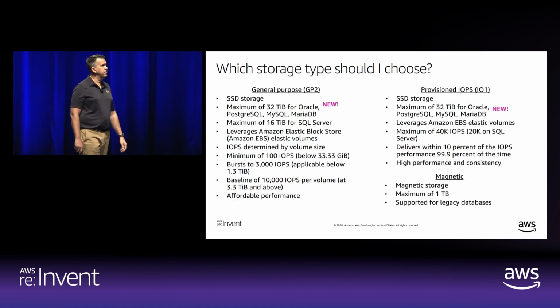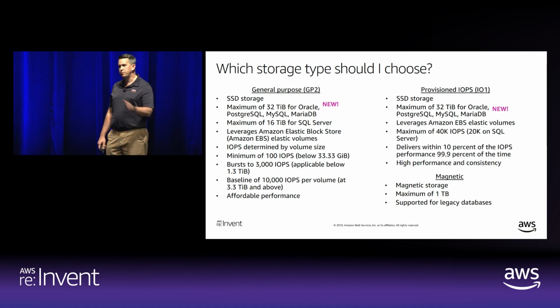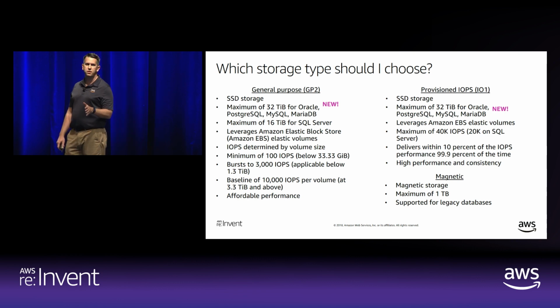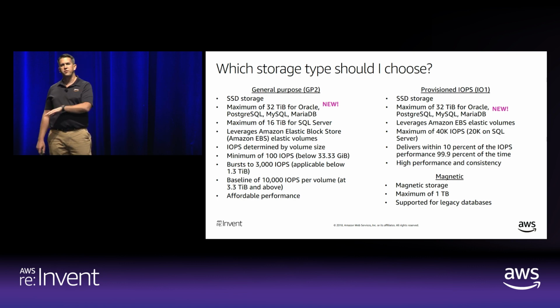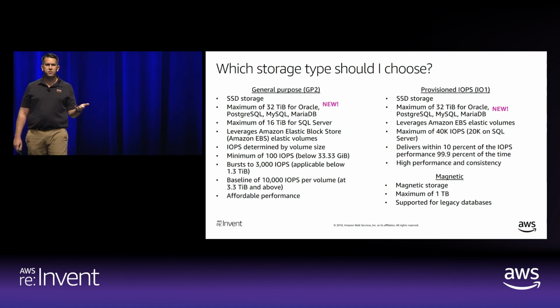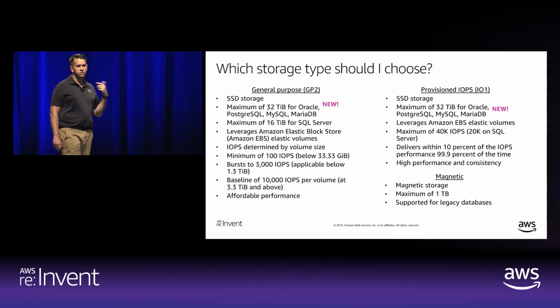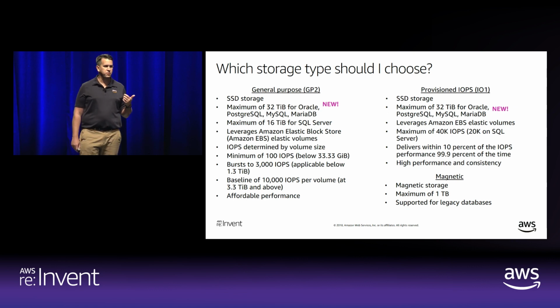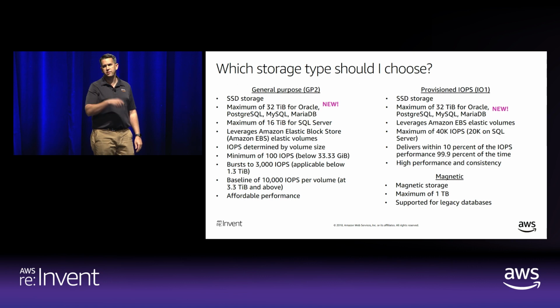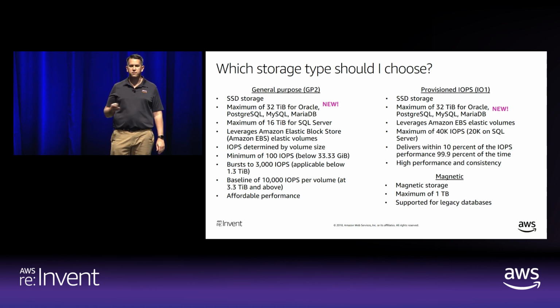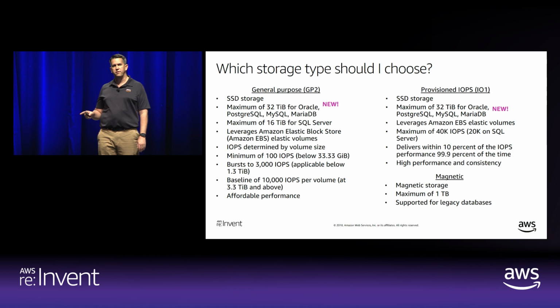The last thing you have to pick for RDS is your storage type. We support 3 storage types today, but we really only recommend 2, which is either the general purpose SSD or the provisioned IOPS SSD. So both are SSD, they're very fast, very durable. We recently introduced the ability to scale up to 32 terabytes for Oracle, Postgres, MySQL, and MariaDB. So you can either create a new instance up to 32 terabytes, or you can take an existing one up to 32 terabytes. SQL Server still has a maximum of 16 terabytes.